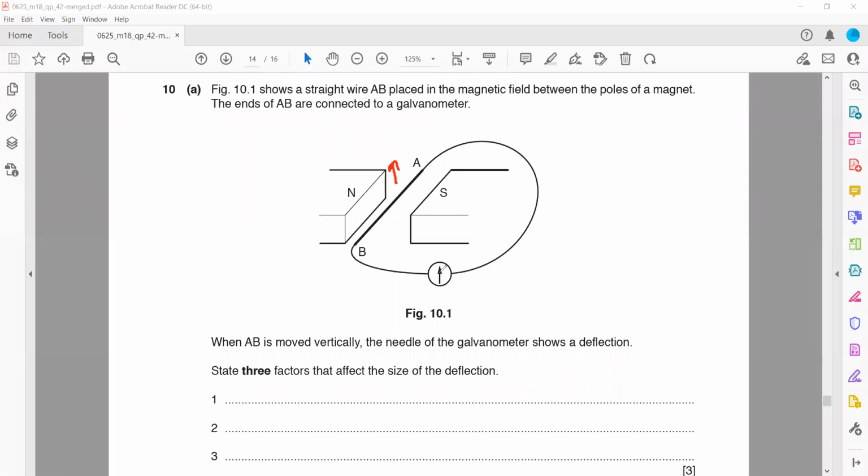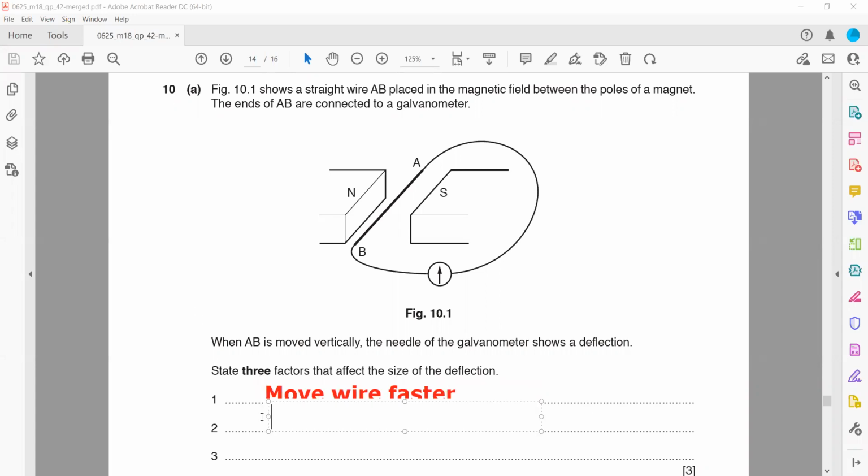State three factors that affect the size of deflection, like how we can change the amount of the current or the size of the deflection if we want to. Number one, we can change the speed, moving it faster or slower. If we move the wire faster, there will be a greater change in the magnetic field. As a result, there will be greater induced EMF.